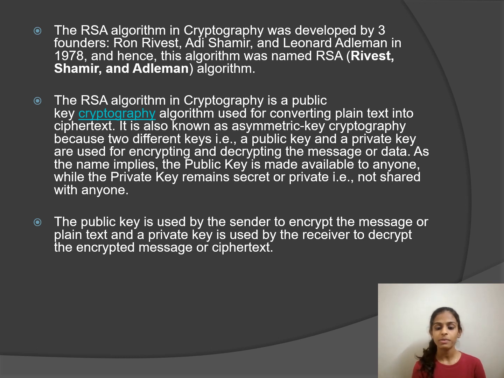The public key is used by the sender to encrypt the message or plain text, and a private key is used by the receiver to decrypt the message or ciphertext. So this was a small introduction about what is RSA algorithm.